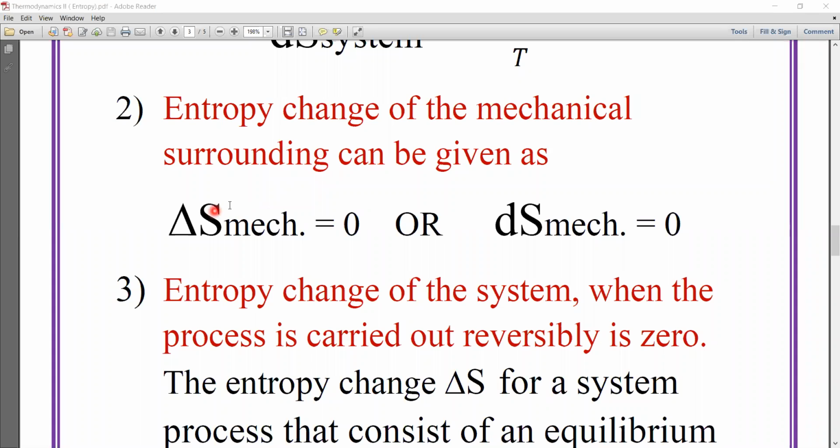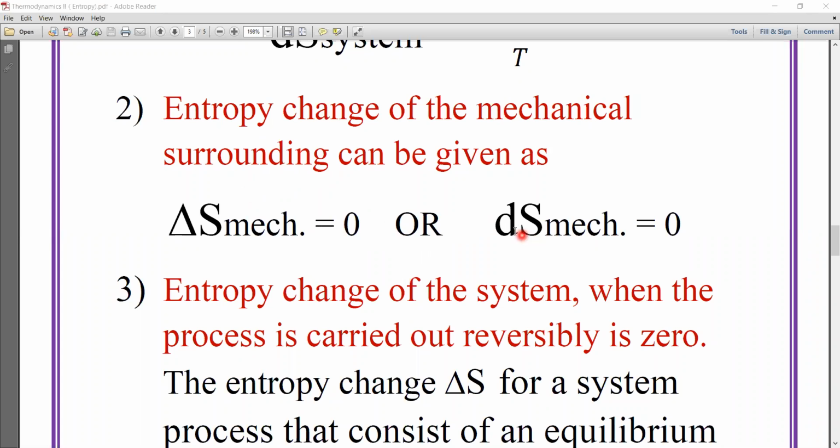So this question may be asked as an objective type: entropy change of the mechanical surrounding is dash dash. कितनी होती है? 1, 0, 2 or other options. So remember that entropy change of mechanical surrounding is always 0.